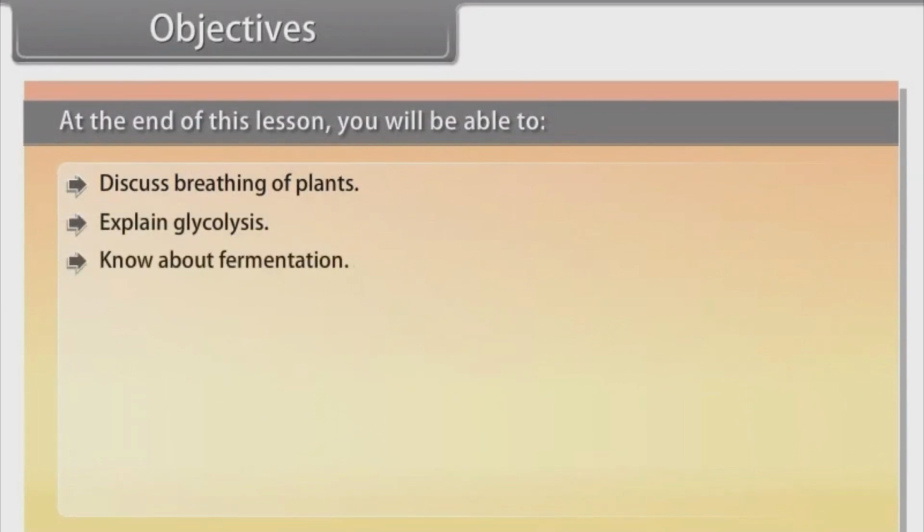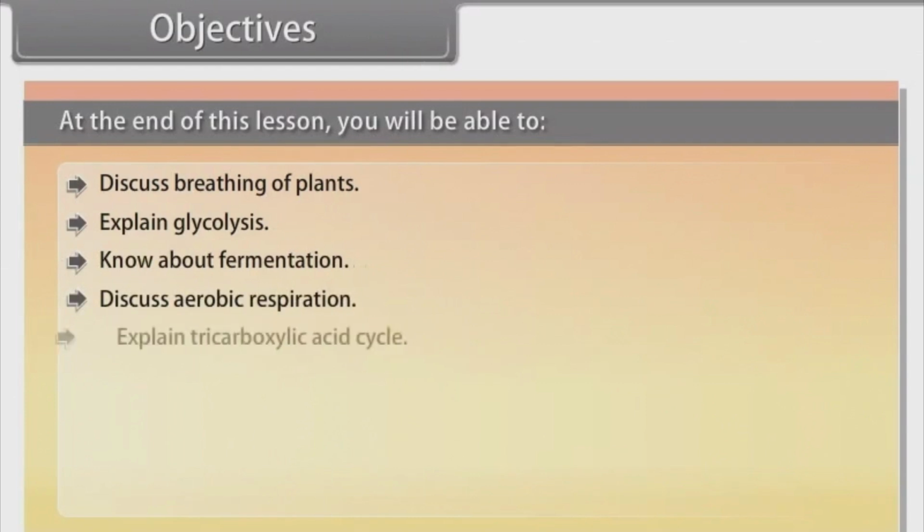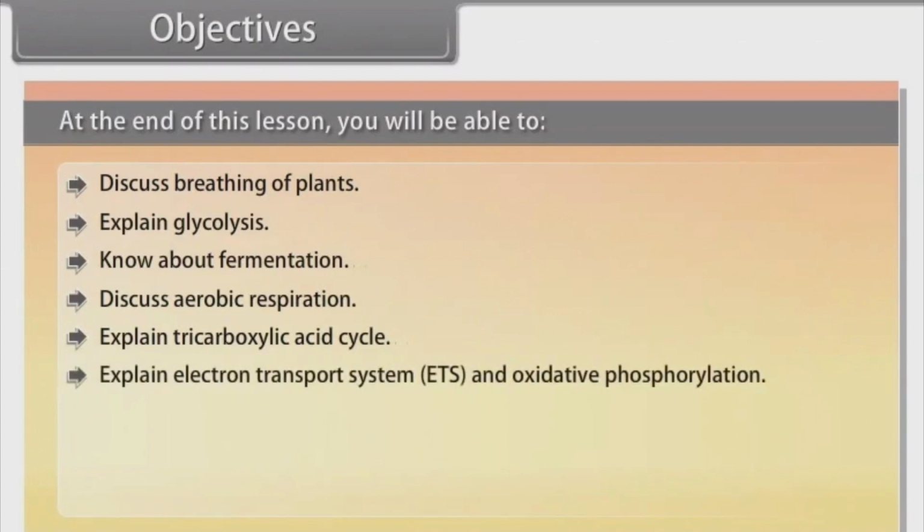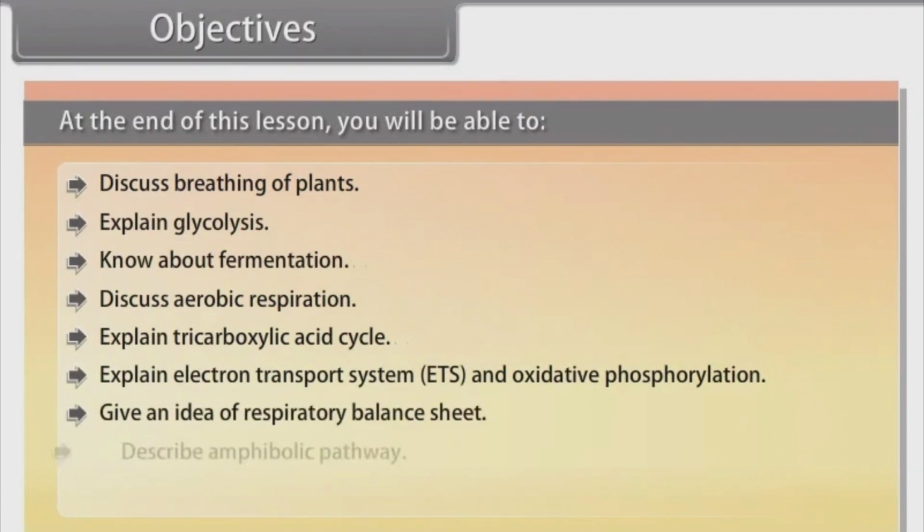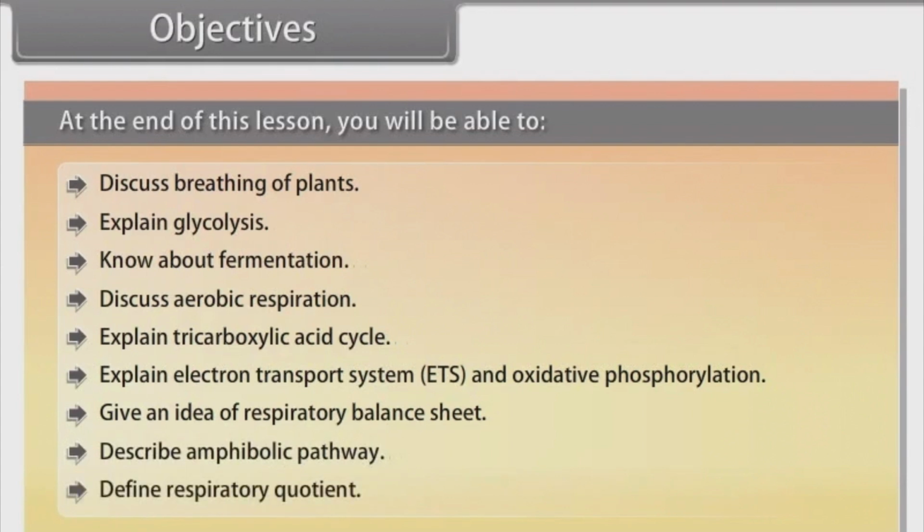Objectives. At the end of this lesson, you will be able to discuss breathing of plants, explain glycolysis, know about fermentation, discuss aerobic respiration, explain tricarboxylic acid cycle, explain electron transport system ETS and oxidative phosphorylation, give an idea of respiratory balance sheet, describe amphibolic pathway, define respiratory quotient.